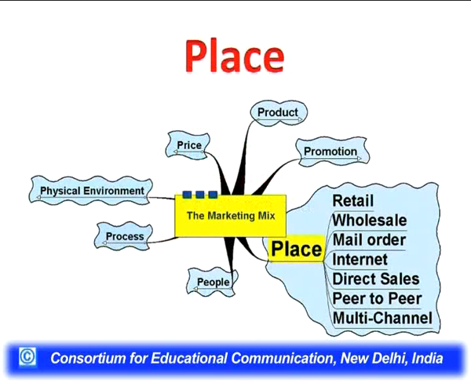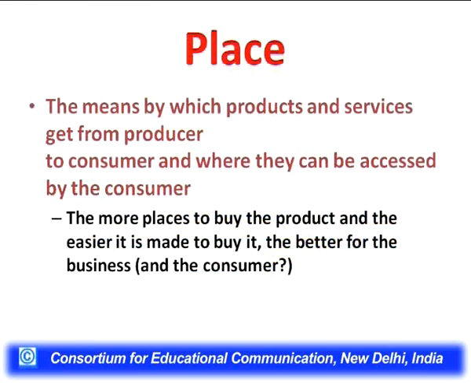Place: retail, wholesale, mail order, internet shopping, direct sales, peer-to-peer and multi-channels. And this covers the place part of the 7 P's. It is the means by which products and services get from the producer to the consumer and where they can be accessed by the consumer. The more places to buy the product and the easier it is to buy it, the better for the business and the consumer.